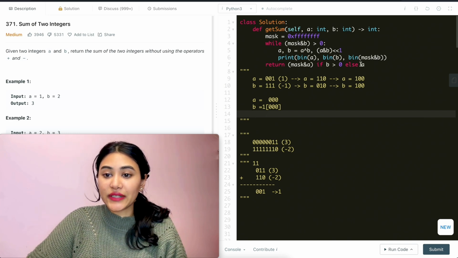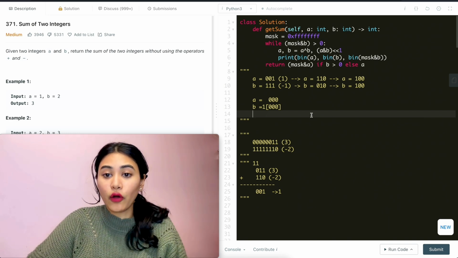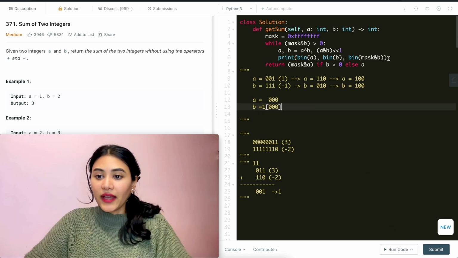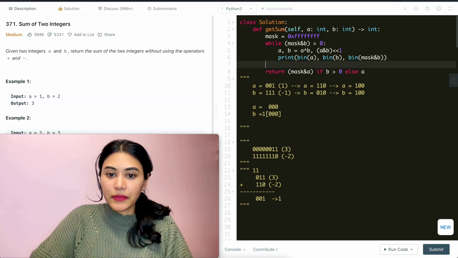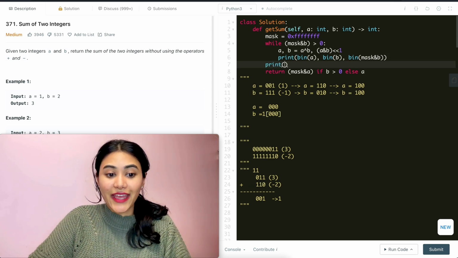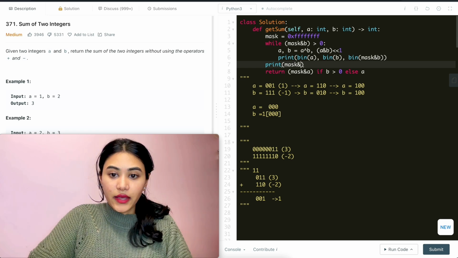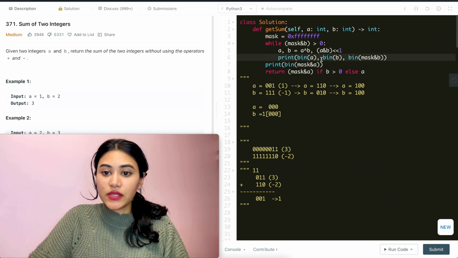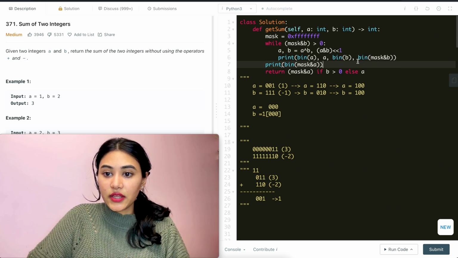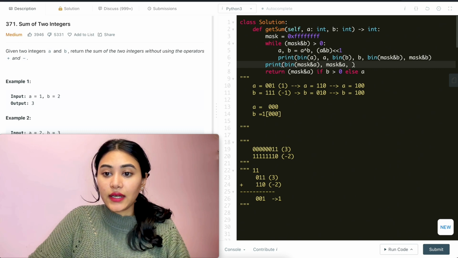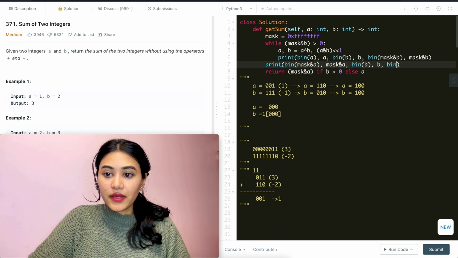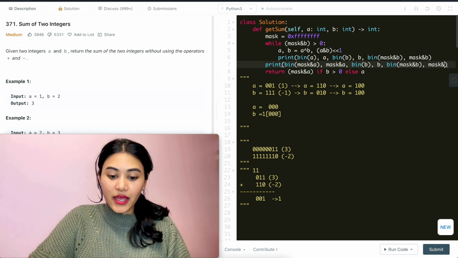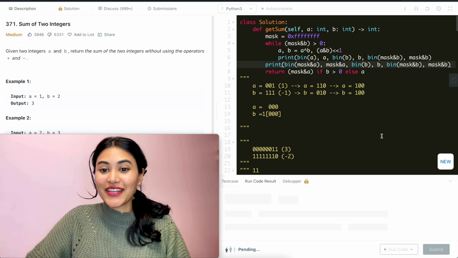Now I've added some print statements to also see how this would play out with all 32 bits, but this is how we're going to be doing this. And I'm actually going to adjust this print statement a little bit just so we can also see what mask and A are. So mask and A, and I'm going to take the binary of that. And just for fun, we're also going to see what A and B are without the binary. Also going to add in bin of B, bin of mask and B, and also mask and B. Okay, so let's go ahead and run this code.